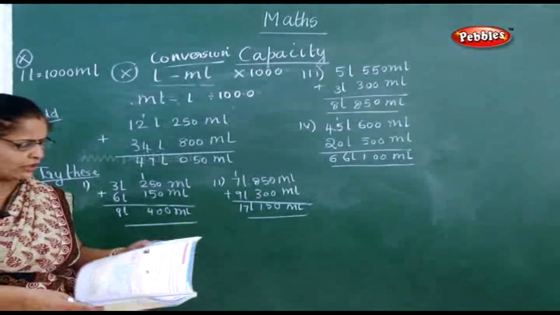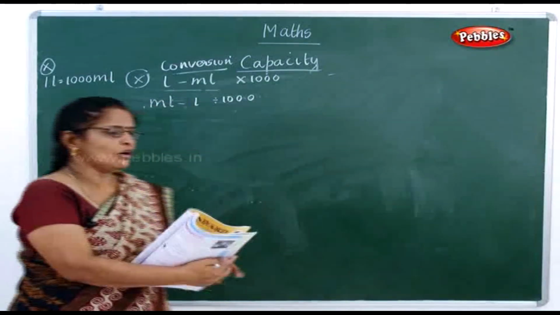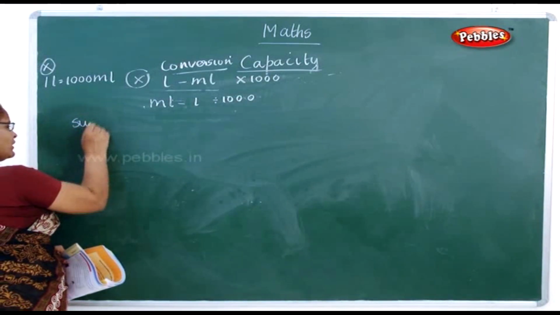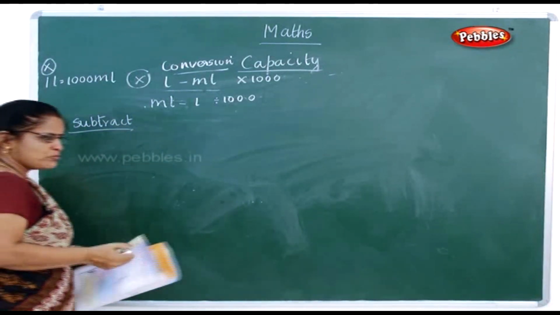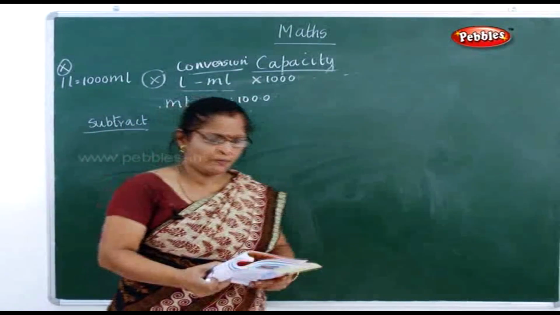Just straight away you can add it. Next one, we go on to subtraction. In subtraction, there is one small statement sum given in your book.